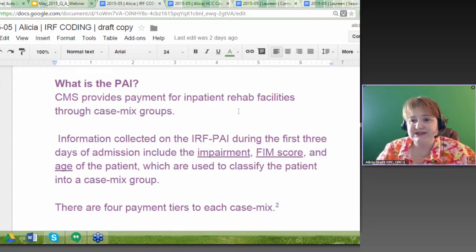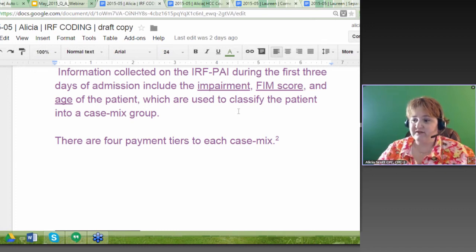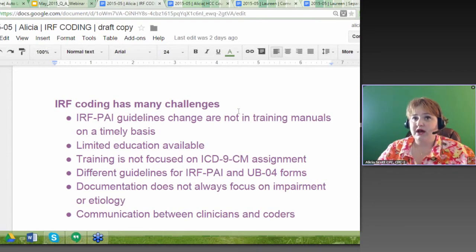Well, when you get to doing this IRF, there's a lot of challenges that I found. The guidelines change, and they're not in the training manual on a timely basis. You know how the manuals we get for our coding come out every year? Well, this is a different ball game, and it doesn't come out in a timely manner. There's limited education available. The training is not focused on ICD-9 assignments. So the training that you do get is not how to code like you would get with ICD-9 training. It's just about pretty much how to fill out these forms.